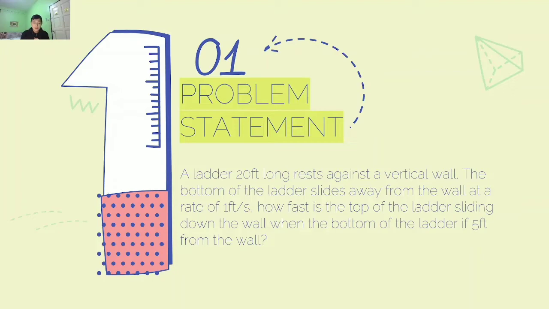Our problem is: a ladder 20 feet long rests against a vertical wall. The bottom of the ladder slides away from the wall at a rate of 1 foot per second. How fast is the top of the ladder sliding down the wall when the bottom of the ladder is 5 feet from the wall?